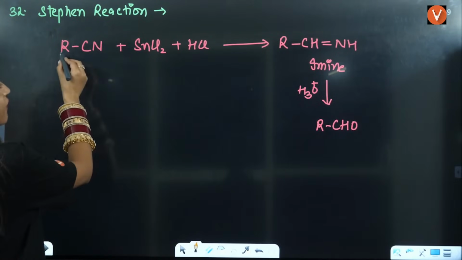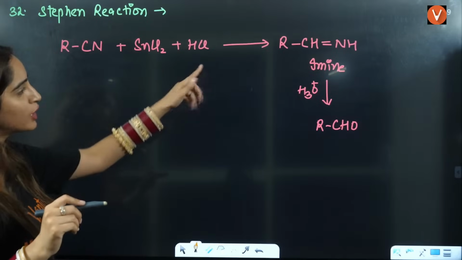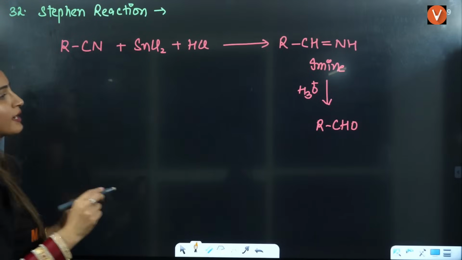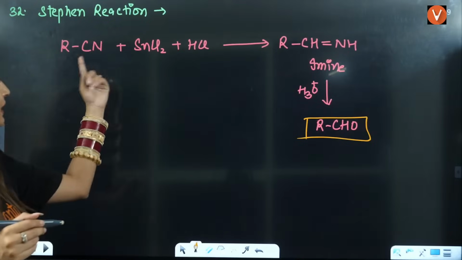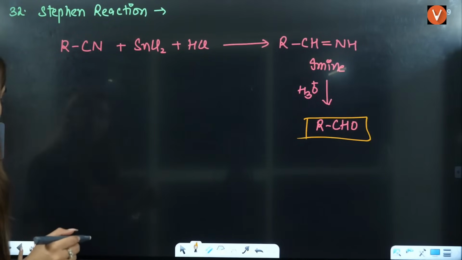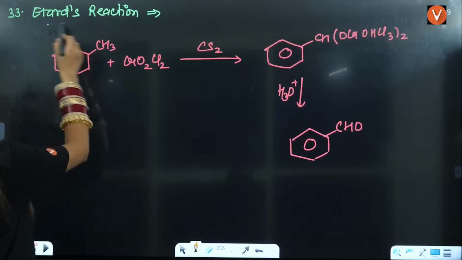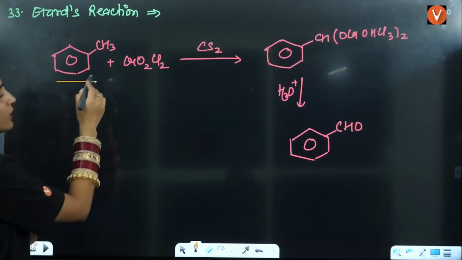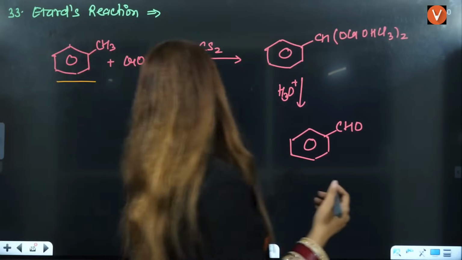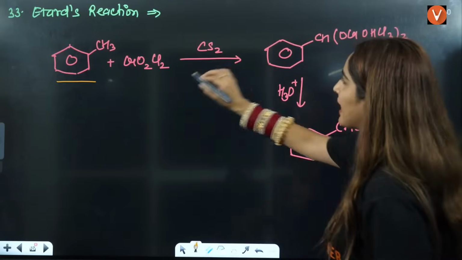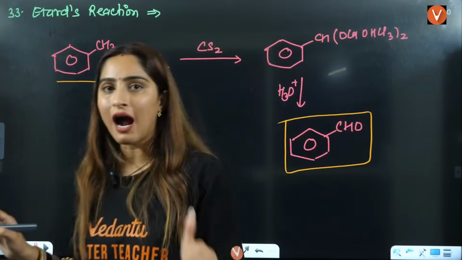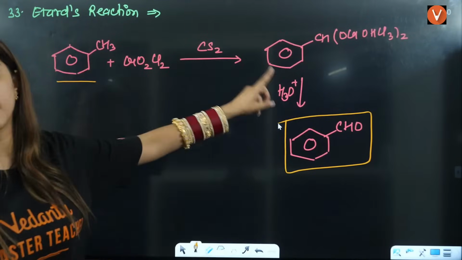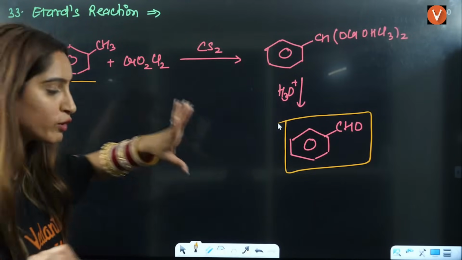Next is Stephen's reaction. In Stephen's reaction you have RCN, you add SnCl2 and HCl. This will be directly converted to RCHO. Next is Etard's reaction, where you have toluene in the presence of chromyl chloride in CS2. Directly this is converted to benzaldehyde. Etard's reaction: toluene to benzaldehyde in the presence of chromyl chloride.